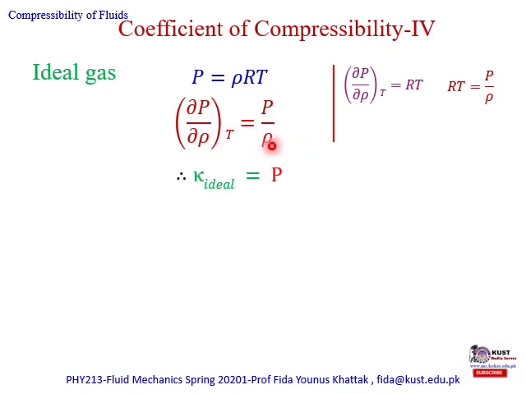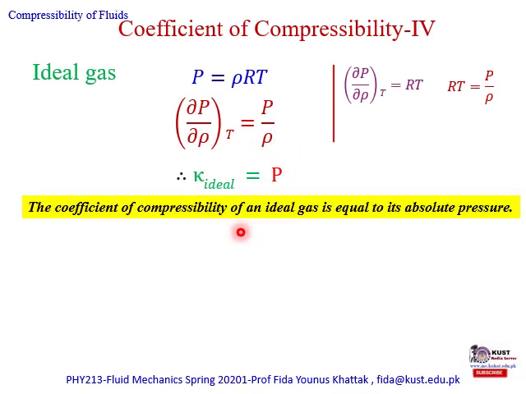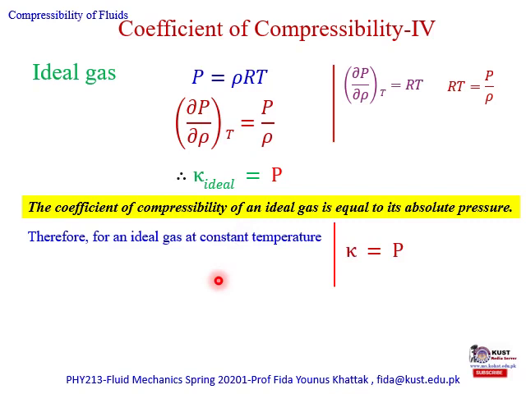Or using the coefficient of compressibility kappa from the earlier slide, we have kappa for an ideal gas is equal to the pressure P. So the coefficient of compressibility of an ideal gas is equal to its absolute pressure. Therefore, for an ideal gas at constant temperature, we have kappa equal to absolute pressure P, and kappa is approximately equal to the finite variation in the pressure over the finite variation in the density per unit density.